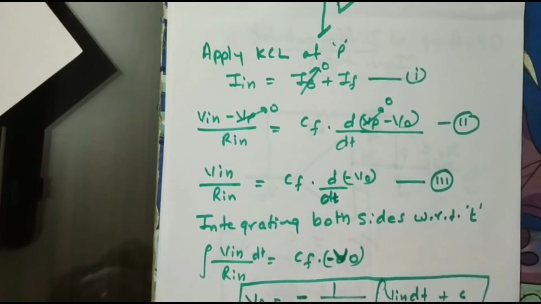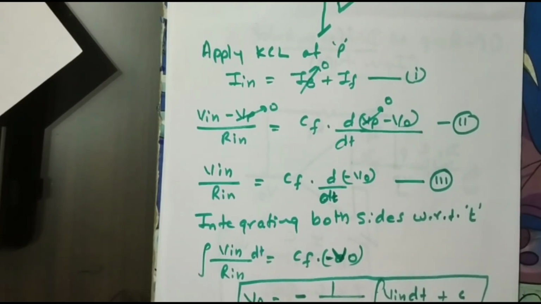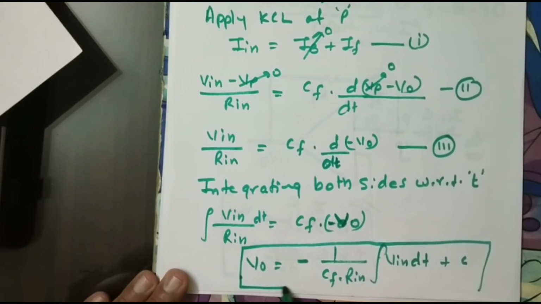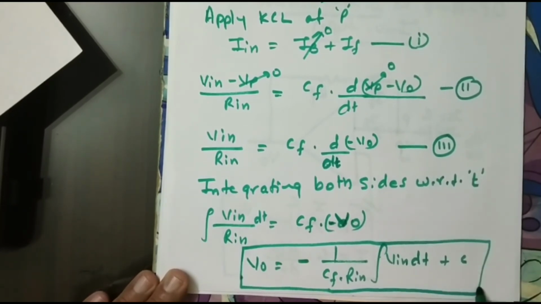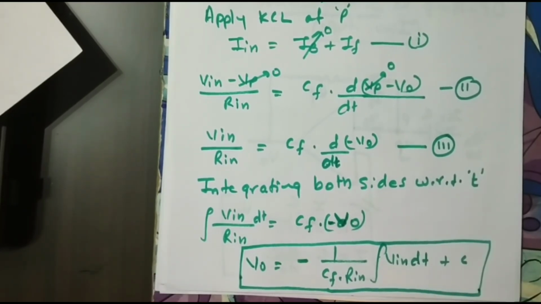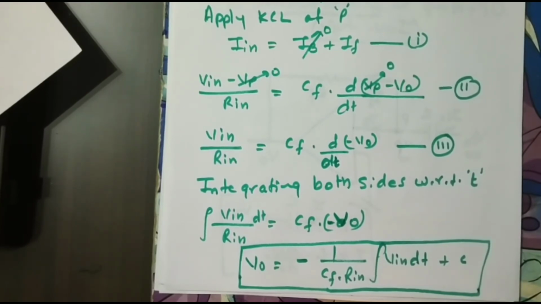So this is the output equation of the integrator. You can see it. I hope you are quite able to understand the analysis of differentiator and the analysis of integrator using op-amp in the inverting mode. Thank you.